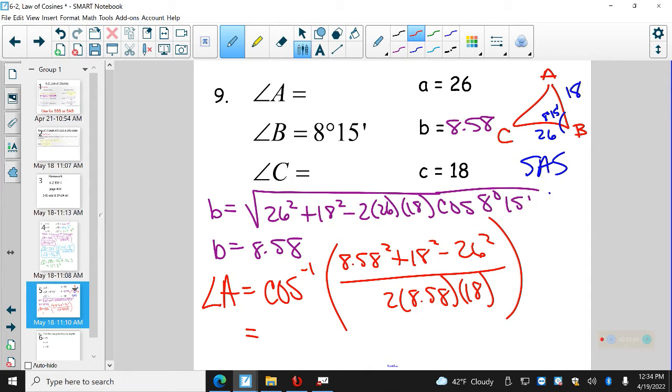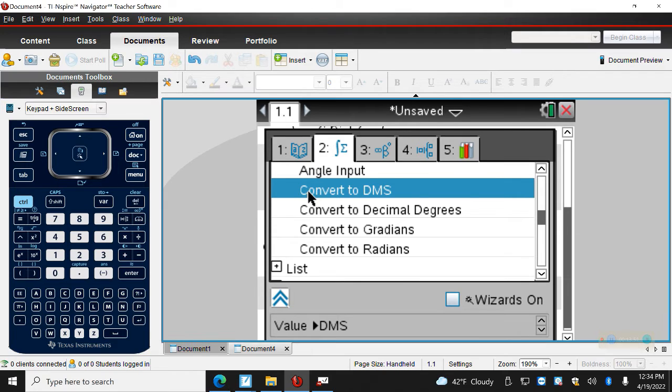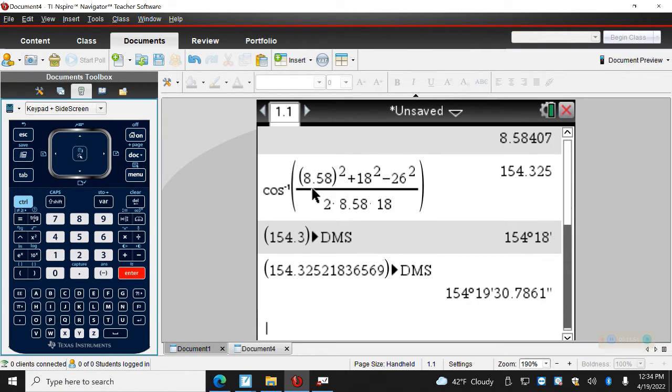Wait, you said you used 154.3? 154.3, and that is equivalent to 154 degrees, and then how many minutes did we say? 18. But there's a whole lot of other stuff going on, because if you just go straight to the decimal, this decimal right here actually goes on forever. So if I convert that one to degrees, minutes, and seconds, it's going to give me a really nasty one. But I did 154.3 to DMS, and it gave me a bunch of random stuff. Mine did not.